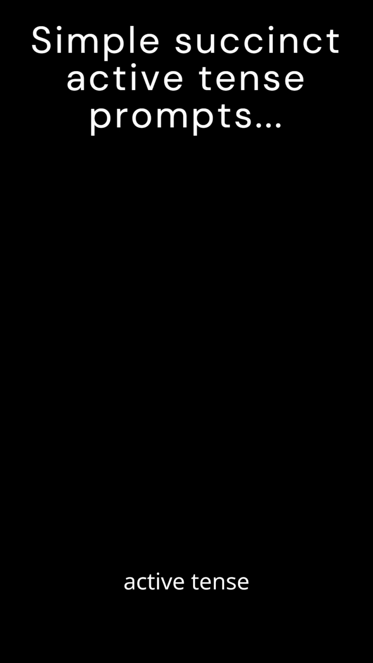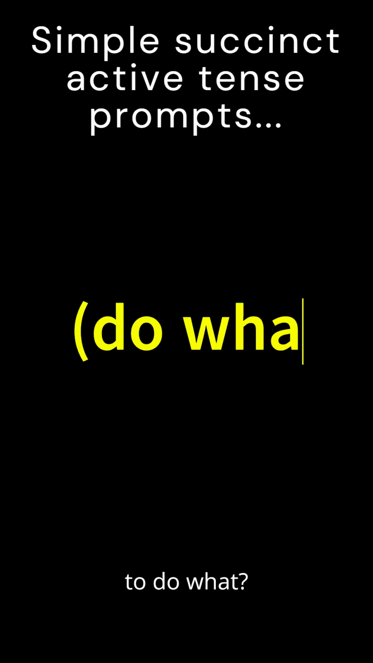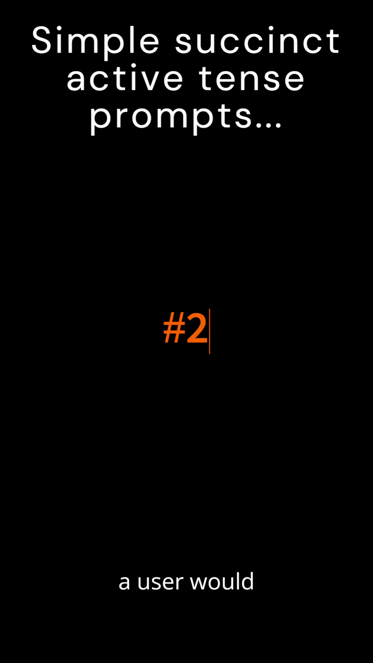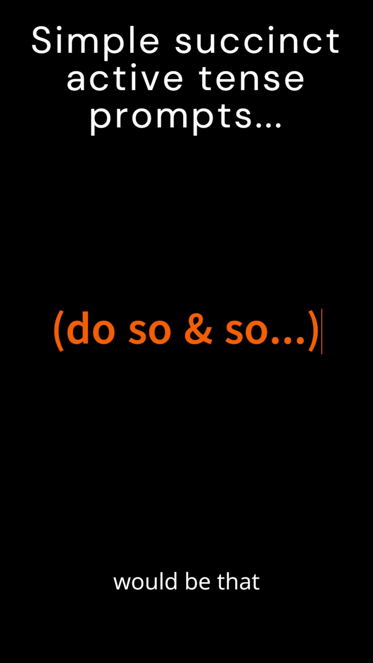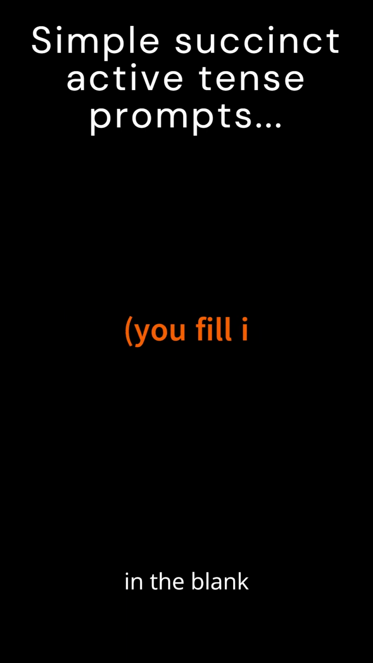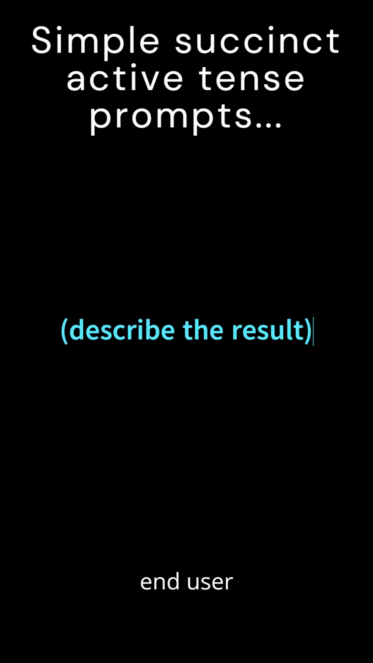Simple, succinct, active tense prompts. Consider the following 3 prompt suggestions. Number 1, what is it? Develop an app that would automate and allow a user to do what? Number 2, navigation. A user would be able to do so, and the result would be that the user, fill in the blank here. Number 3, the value. The result would be the user now has the ability to describe the end user result and outcome. The benefit of this app. Clean up the prompt and try again.